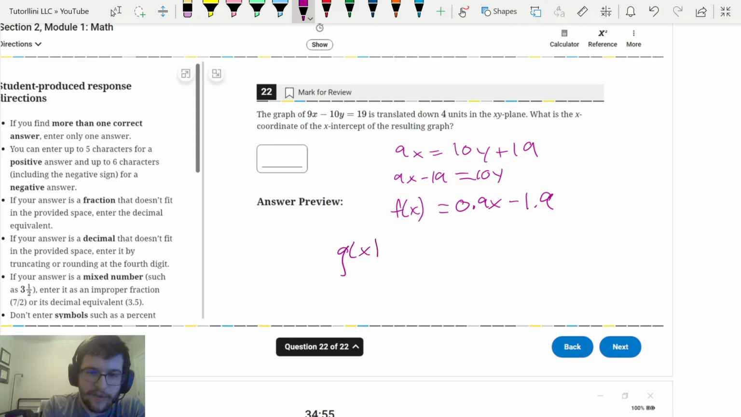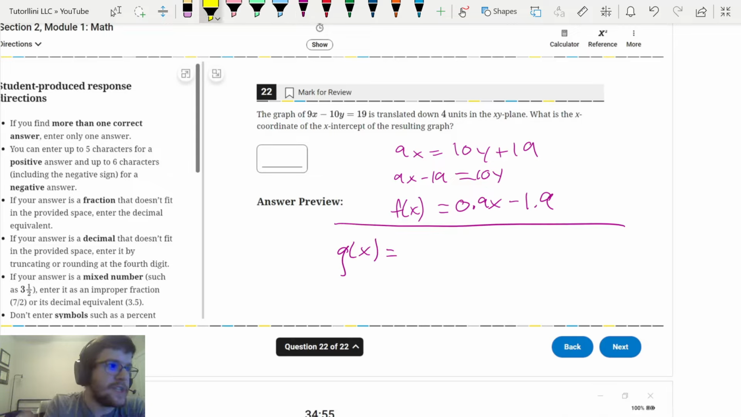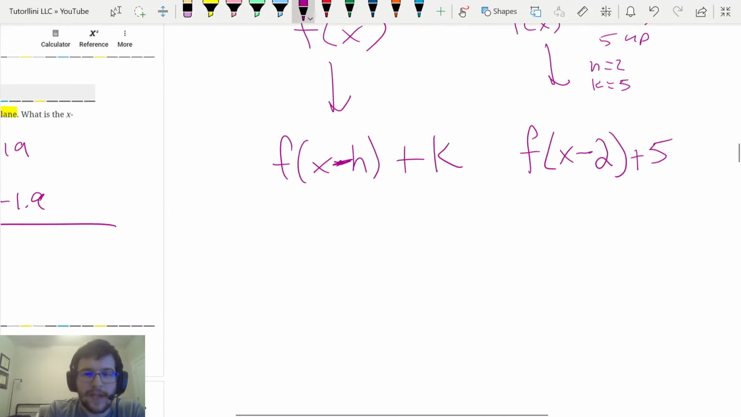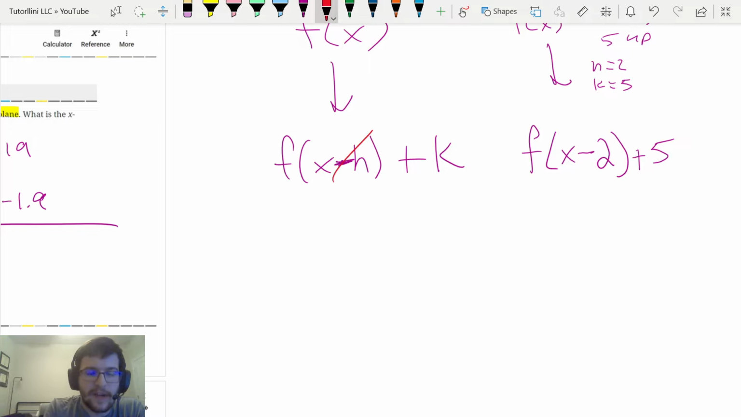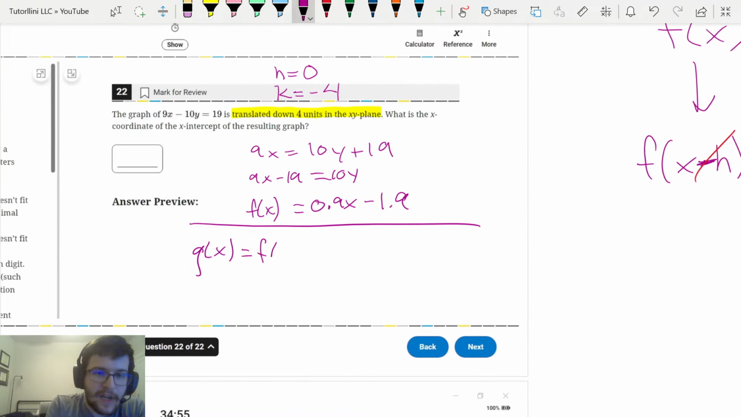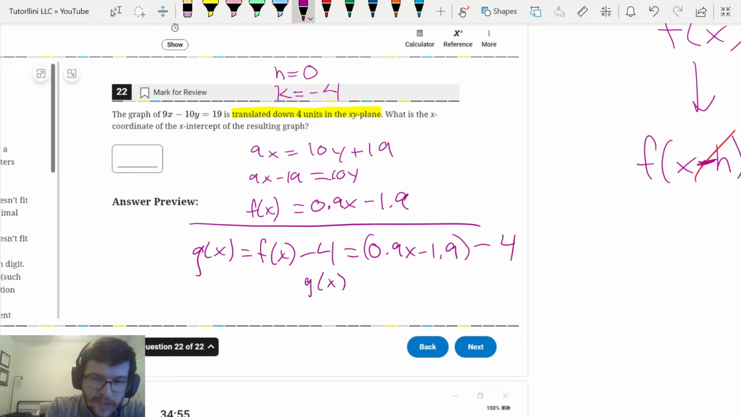So g of x, this new function, it says it is translated down 4 units in the xy plane. So we're not moving left or right, so that means h equals 0. And it's translating down, so that means k equals negative 4. So we're going to do f of x minus h plus k. We don't need to worry about h, and k is going down, so it's negative 4. So it's going to be f of x minus 4, which would be 0.9x minus 1.9, that's f of x, and then minus 4, which would be 0.9x minus 1.9 minus 4, which is minus 5.9.